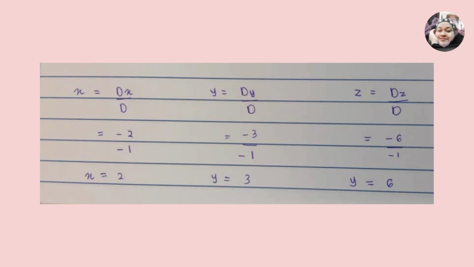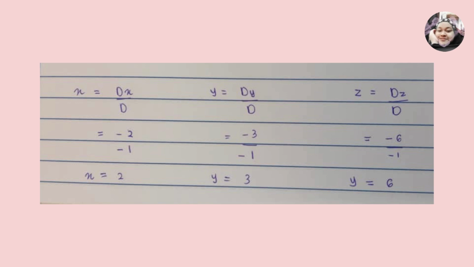Okay, the first one, we need to find x. So we divide the determinant x by d, and we get x. As I write there, the determinant x is negative 2 and d is the determinant, negative 1. Then we divide it and we get x as 2. Then the second one is y. How do we get y? We divide the determinant y by the determinant. Then I got determinant y is negative 3 and determinant is negative 1. So I got y as 3.